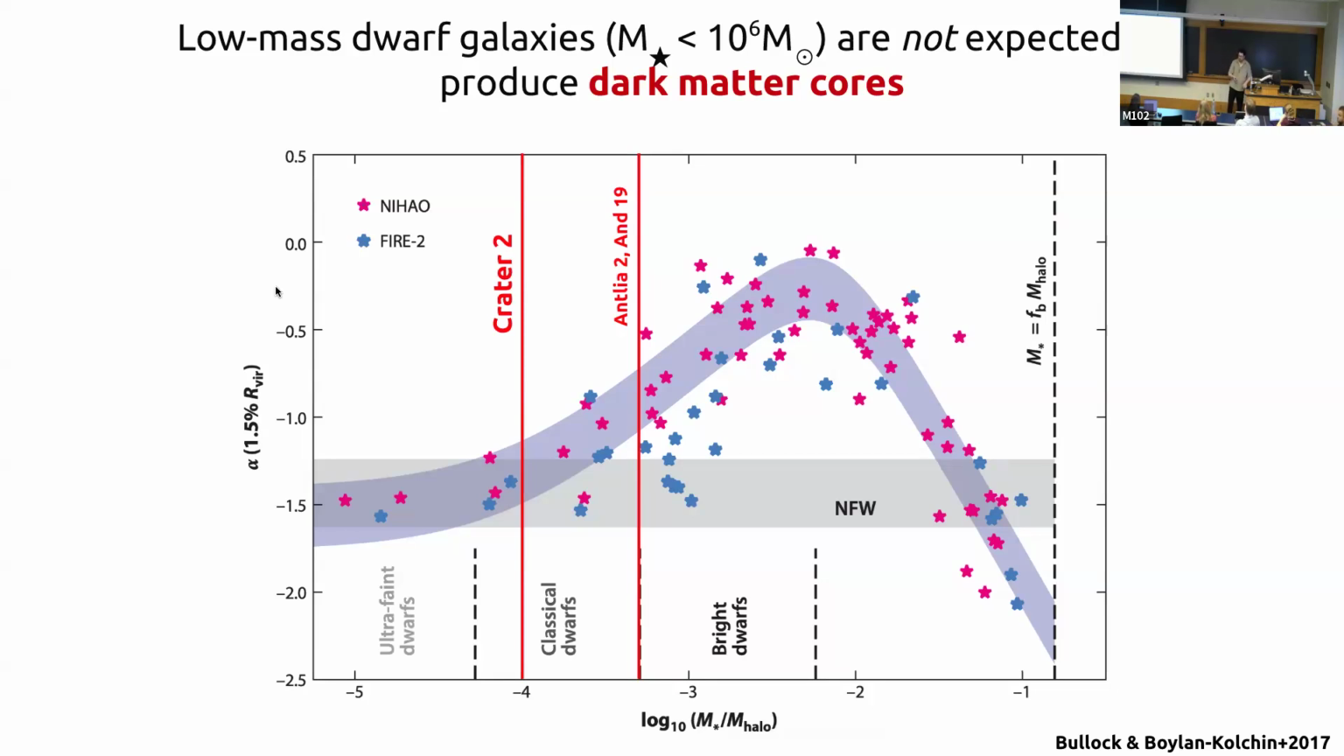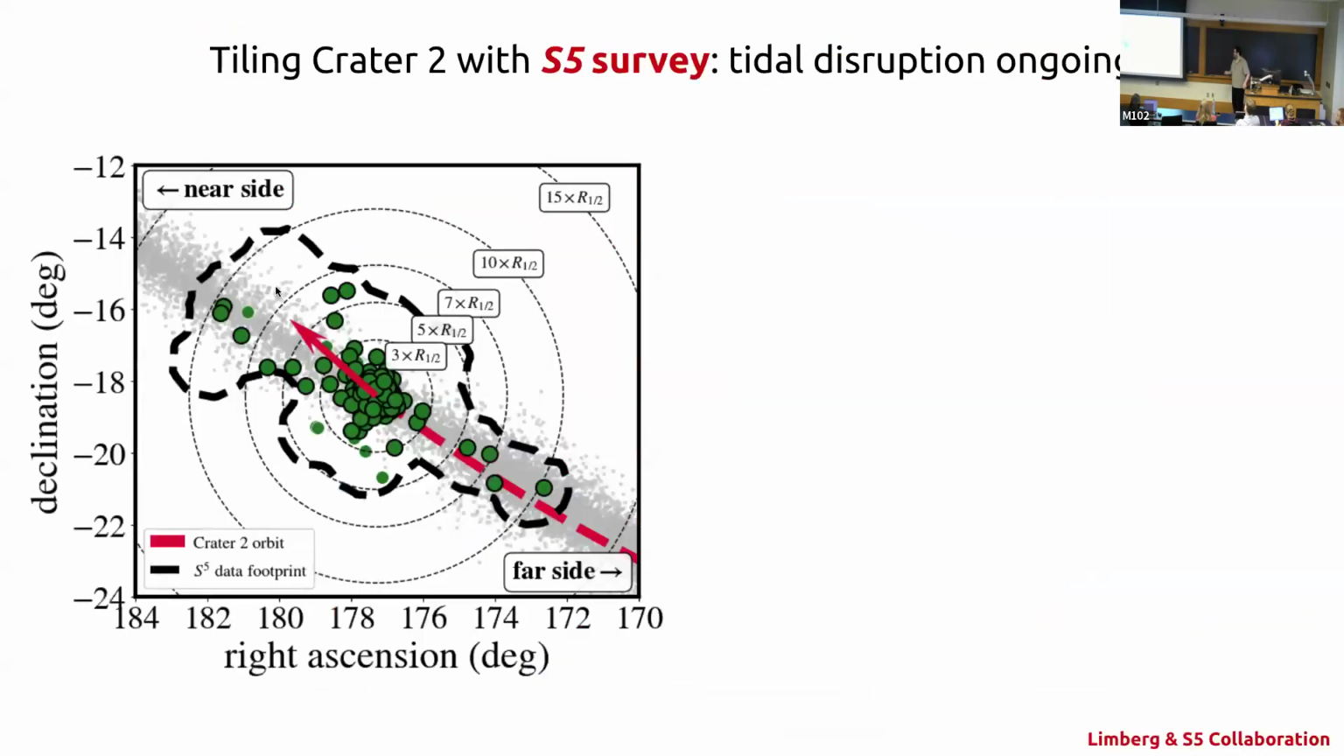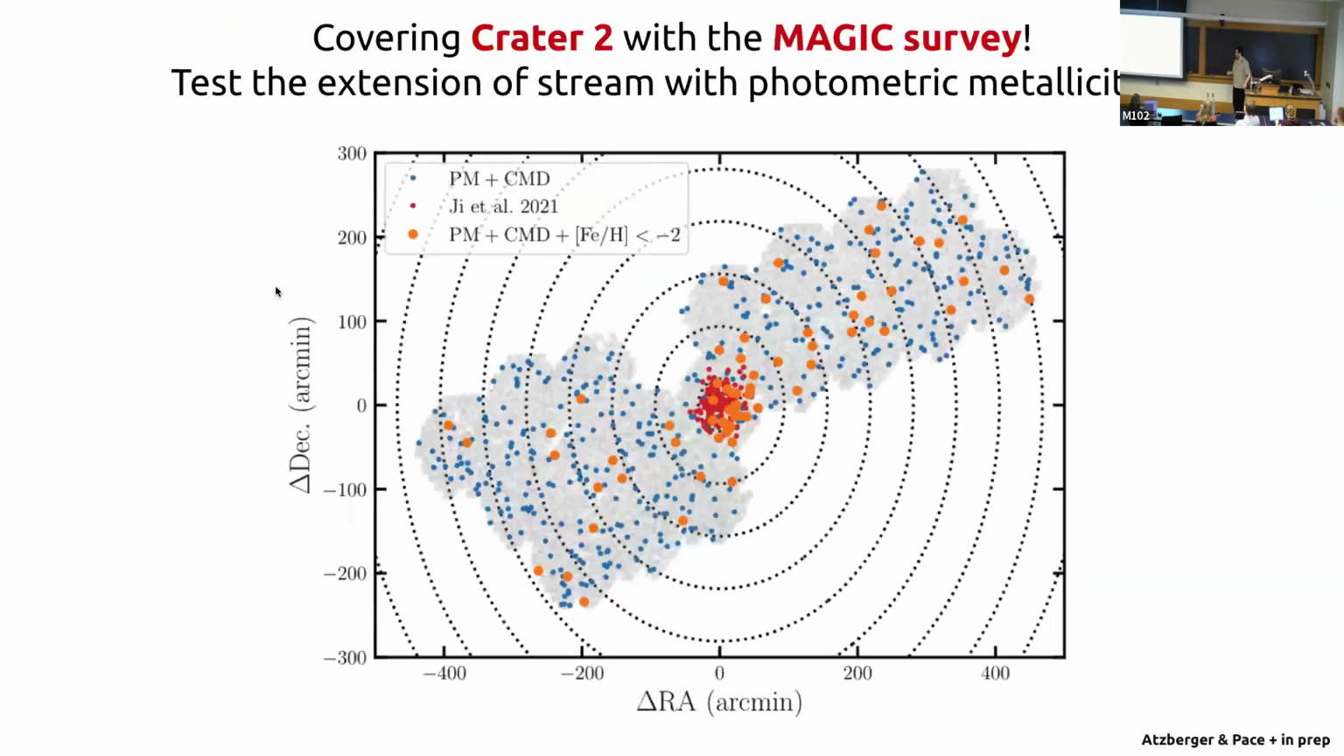Okay. All right. So now I wanted to move to talking about this MAGIC survey and what we can do with this technique of photometric metallicities. Instead of continuing to talk about dynamics, we're going to talk now about nucleosynthesis and the formation of chemical elements.